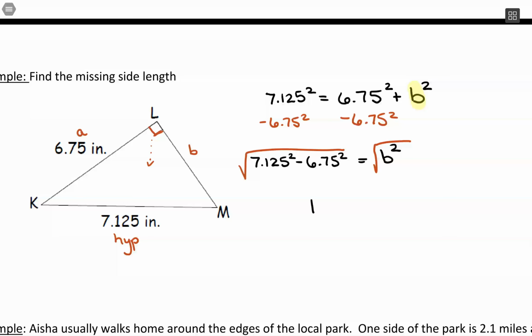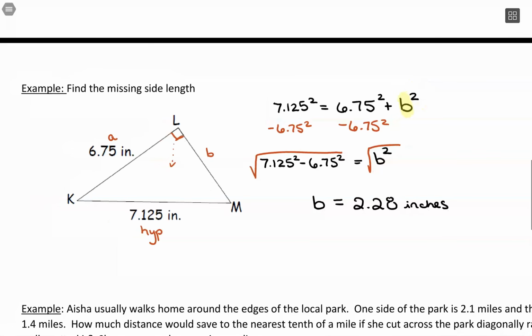So we're solving, and we'll be getting b here, and this is a case where I would just type all of this into the calculator. Square root of 7.125 squared minus 6.75 squared all at once, and round to 2 decimal places, and that should be a 2.28. In this case, it's inches. So those are the two scenarios for solving with the Pythagorean theorem, either solving for a leg or solving for hypotenuse. Let's look at an application of this.